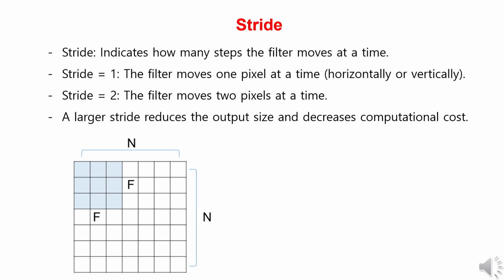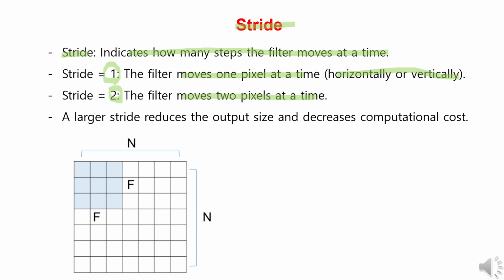Next, let's talk about stride, which is another key concept in CNN. Stride refers to how much the filter moves when it scans across the image. For example, if the stride is set to 1, the filter moves one step at a time, either to the right or downward, performing the convolution operation at each position. But if the stride is 2, the filter skips over one step and moves 2 spaces at a time.